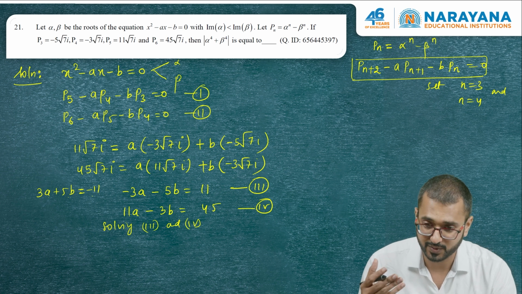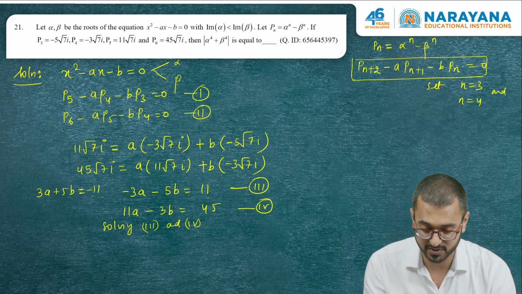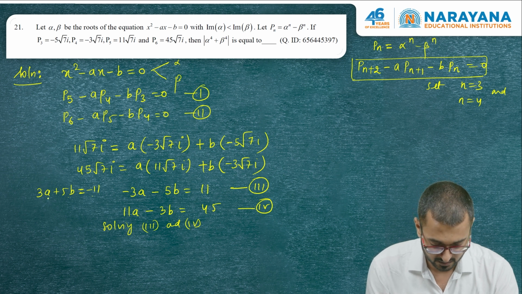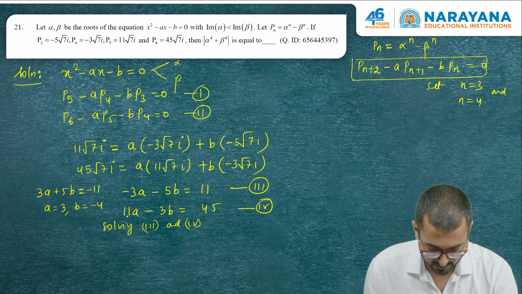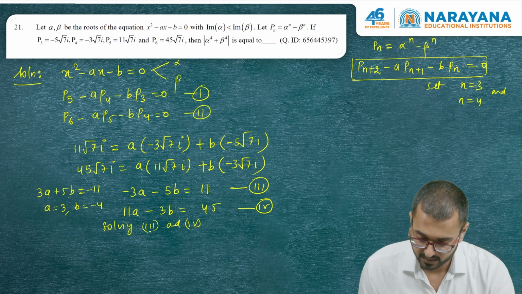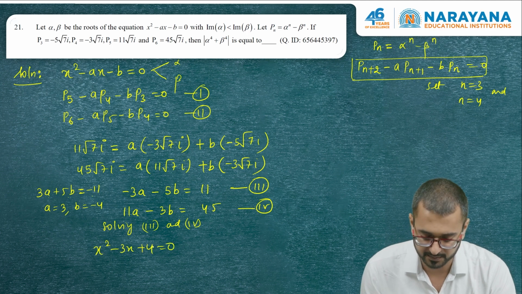So basically I don't want to multiply this by 3 and then subtract. Rather I'll try to fit some values of a and b to get 45 and minus 11. That's why I wrote it this way. One equation I'll try to balance. So this is balanced at a equal to 3, 3 threes are 9, and b is equal to minus 4. So 9 minus 20 is minus 11, and if you see here, 33 plus 12 will give me 45. So a is 3, b is minus 4. That means we got the equation to be x square minus 3x plus 4 is equal to 0.